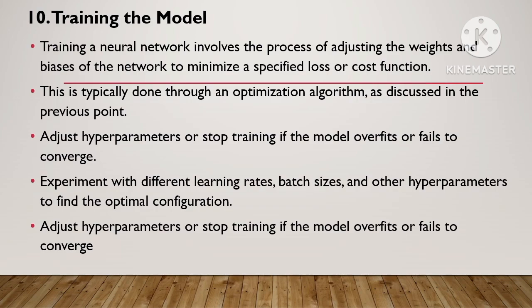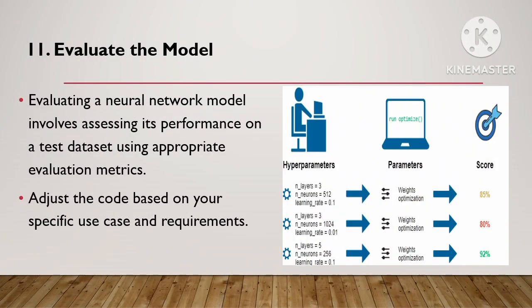After you train, now you evaluate. You need to evaluate the model. Evaluating a neural network model involves assessing its performance on a test data set using appropriate evaluation metrics. So we need to evaluate if our model is performing the task as we wanted it to perform, and we should compare with the metrics that we have. First of all, adjust the code based on your specific use case and requirements.